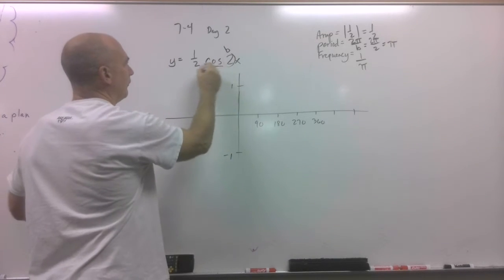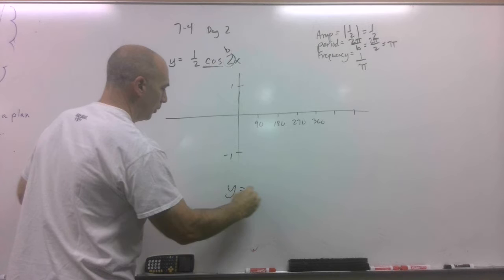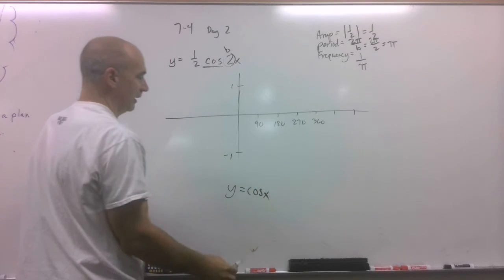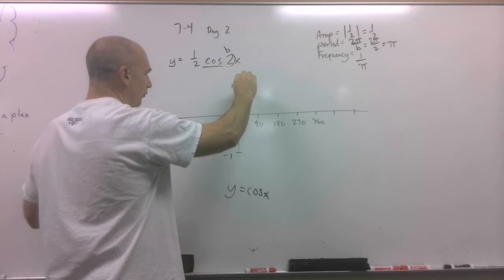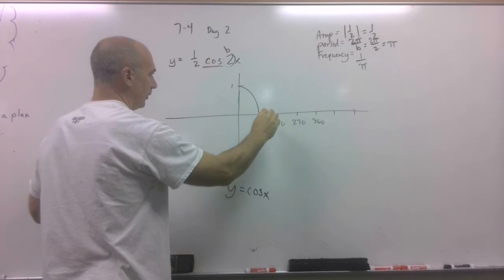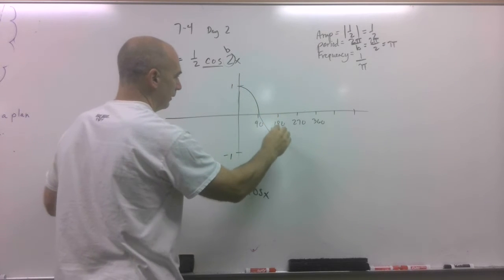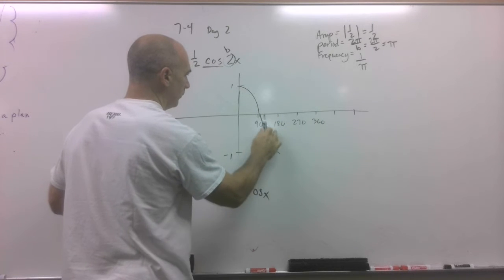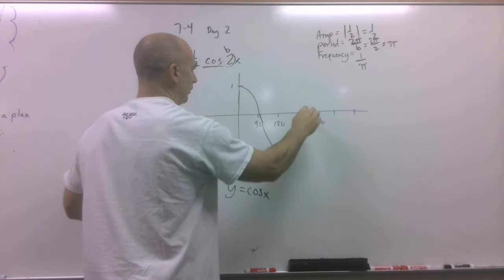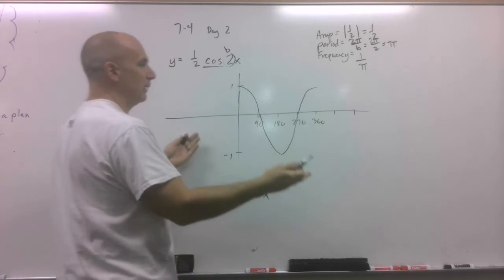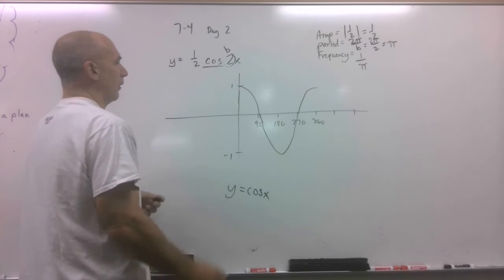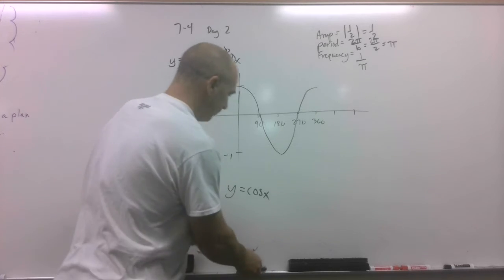So now our parent function is cosine, so we have to know what y equals cosine of x looks like. So it starts here, and it goes from 1 to 0, 0 to -1, -1 back to 0, back to 1. There it is. It's your tulip or what have you. All right, now we got to make our adjustments.